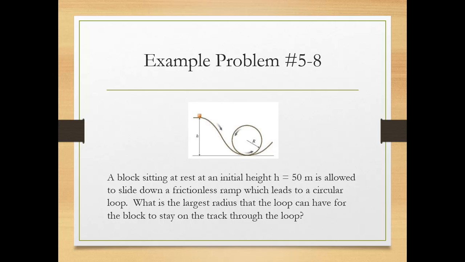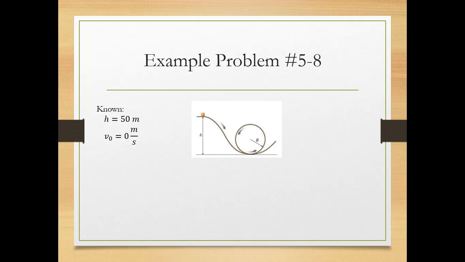I forgot about this example problem. So we have a block sitting at rest at an initial height of 50 meters, and it's allowed to slide down a frictionless ramp that leads to a circular loop. And I want to know, what is the largest radius of the loop to have the block stay on the track through the loop? So we know h is 0 at the top.